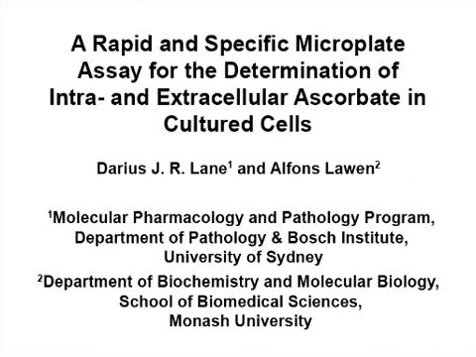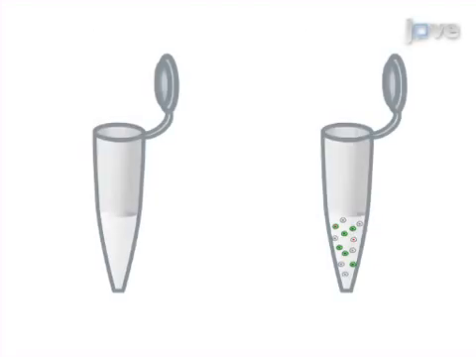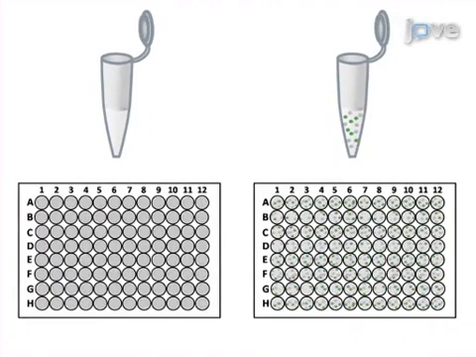The overall goal of the following experiment is to determine intracellular or extracellular ascorbate levels in cultured or isolated cells. This is achieved by incubating cell extracts or whole cells with ascorbate oxidase to selectively deplete ascorbate in subsequent steps.